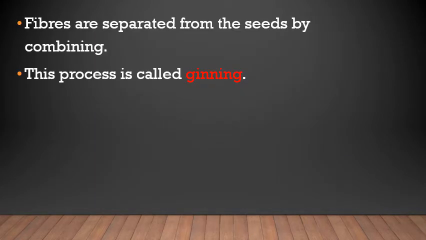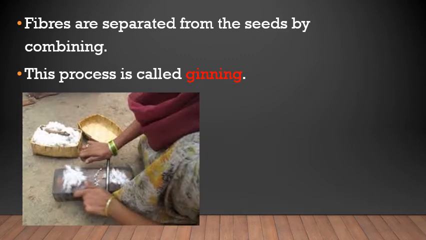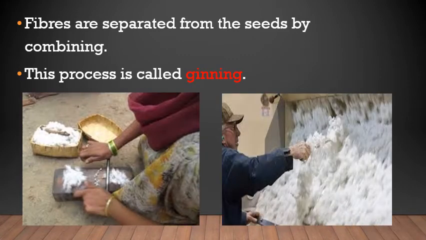From these cotton balls, fibers are separated from the seeds by combing. This process is called ginning. As you can see in the 2 pictures here, this is the process of ginning. Ginning of cotton was traditionally done by hand. Cotton balls have cotton fibers and the seeds also, so they have to separate the seeds from the cotton balls. That process is called ginning.